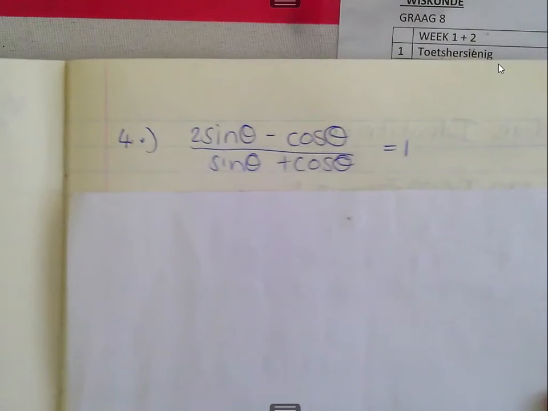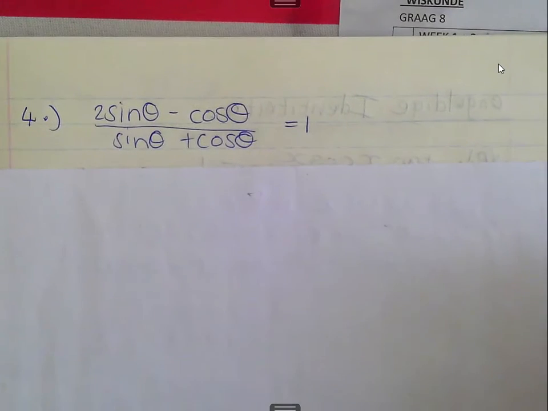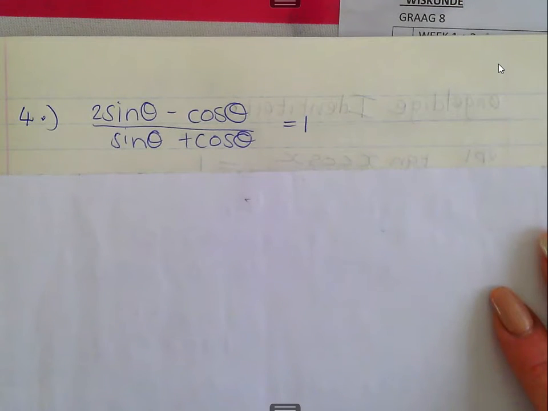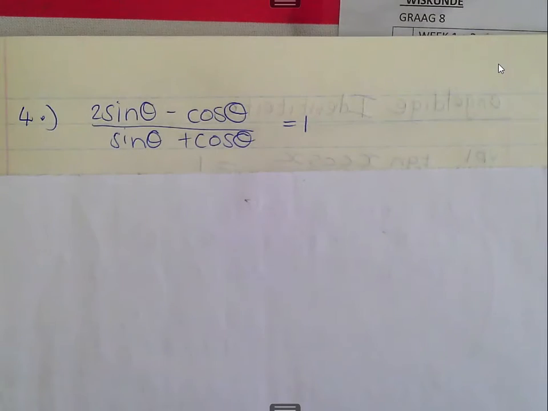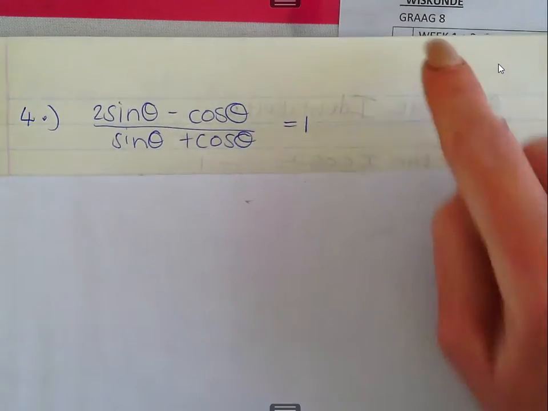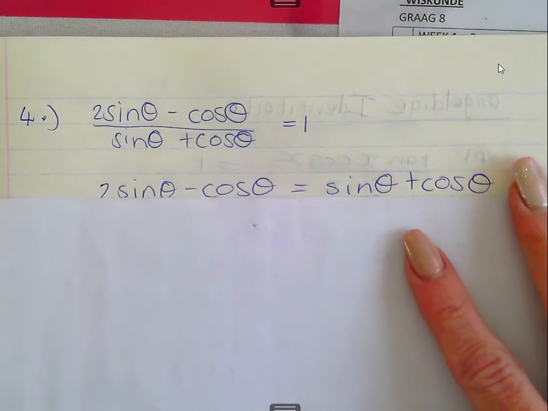Okay, number 4. Although I really put in my best effort in grade 8 to teach you fractions, we all hate fractions. So how do I get rid of a fraction? I multiply with the denominator. The whole denominator and everything. So this one cancels out here and then it just goes to the other side and then it looks like that.